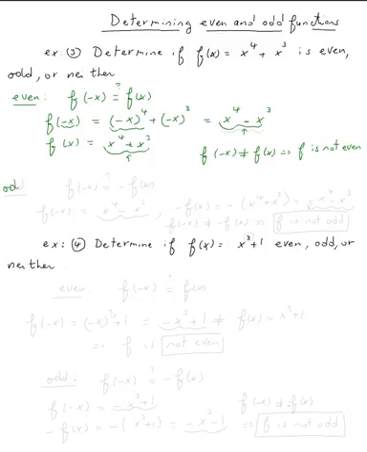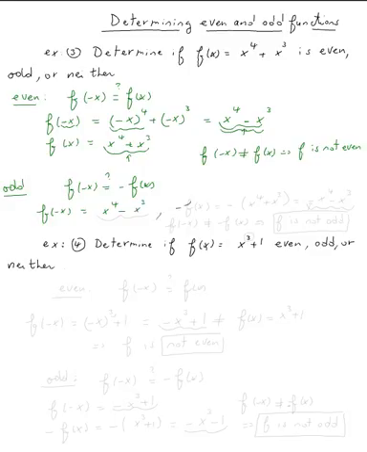Now let's check for odd. We need to check if f of negative x is equal to minus f of x. So first, f of negative x we already found. It's right here. So it's x^4 minus x^3.